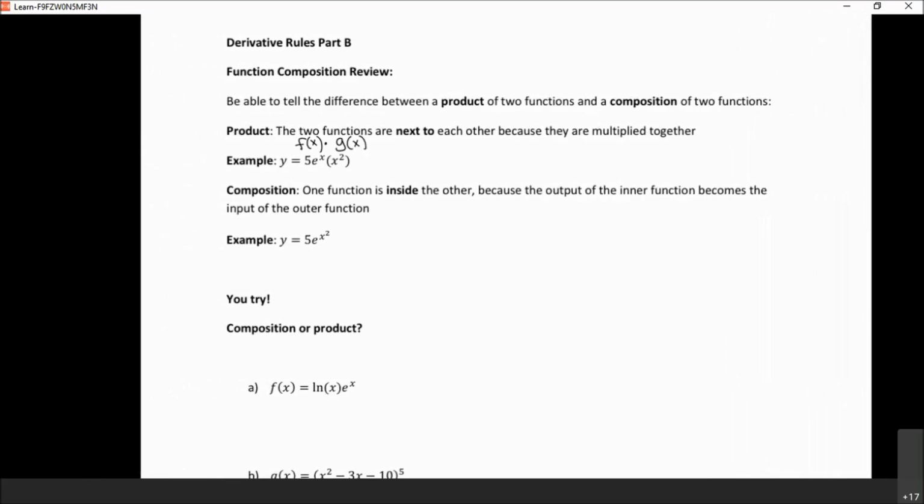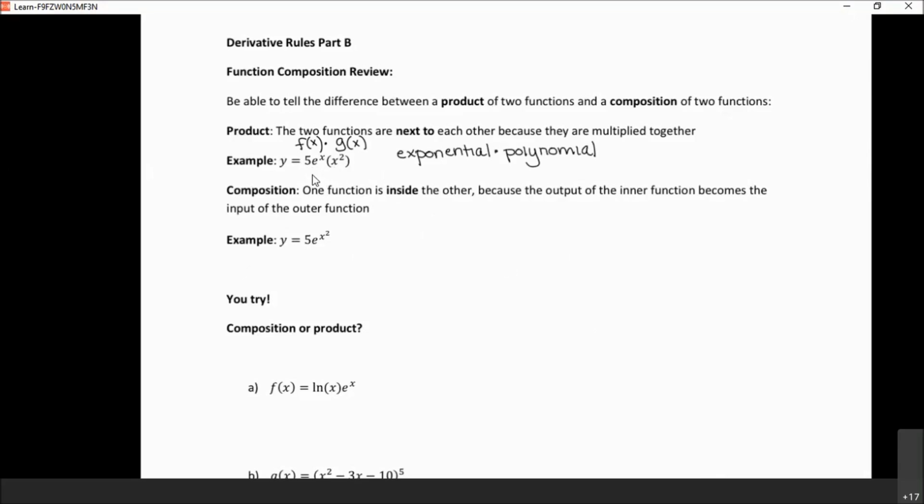Okay, so the two functions are right next to each other. They'll usually be separated by parentheses in some way, but not always, depending on the functions. And again, what you want to do is be able to recognize, my first function is exponential. My second function is polynomial, right? Because remember, you kind of need to know the type of function in order to know what derivative pattern to use to take the derivative.